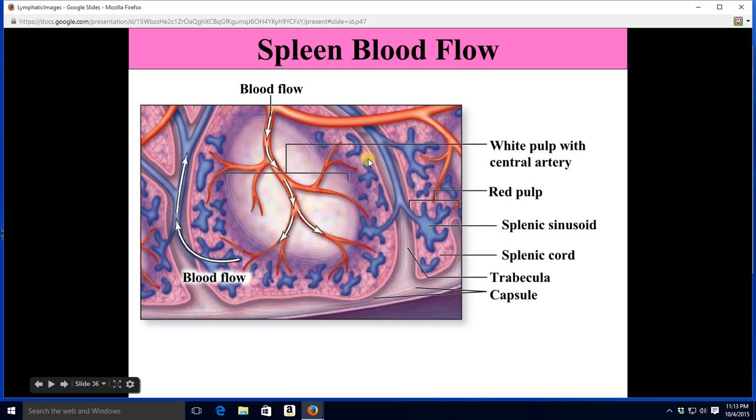Now, in other regions, we don't have white pulp. We have red pulp. That is where we'll find the abundance of capillaries, as well as lots of macrophages and lymphocytes too. But the macrophages need to be there in order to look for those old, ugly red blood cells. And by the way, check out the trabecula right here. Check out the connective tissue capsule.